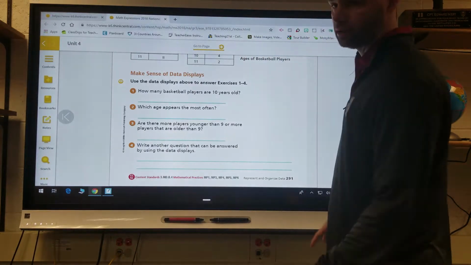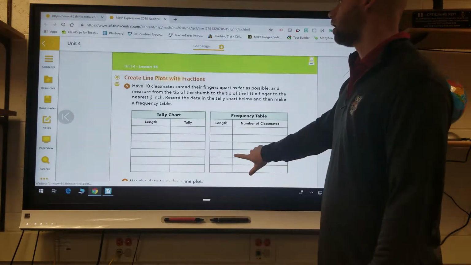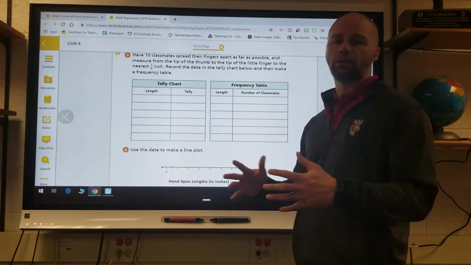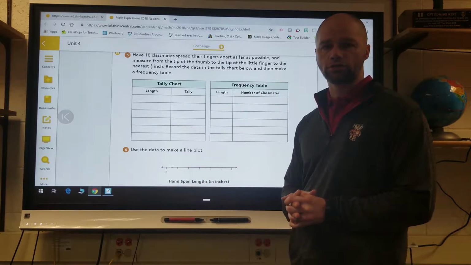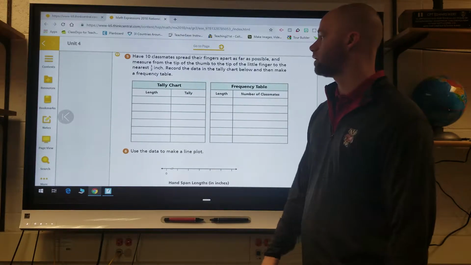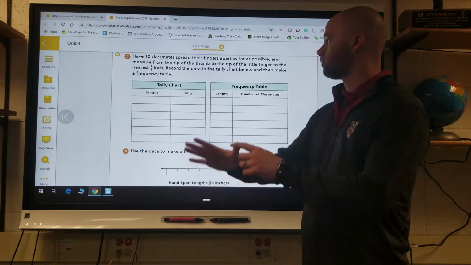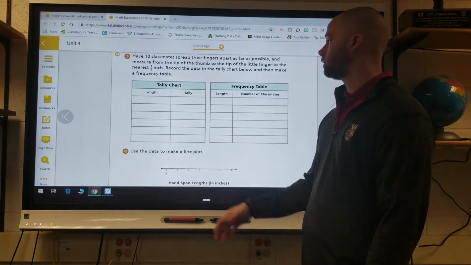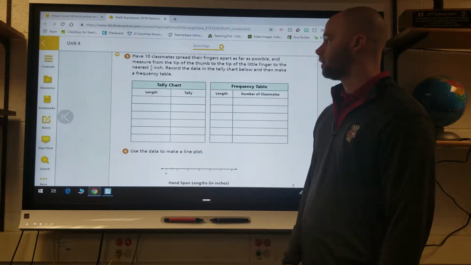Next page and the last page, just FYI. So this is a chart where you would do this, but I'm going to make it a little bit easier and do this for you. Have 10 classmates spread their fingers apart as far as possible. Measure from the tip of their thumb to the tip of their little finger to the nearest ½ inch and record the data in the tally chart below. And then make a frequency table.